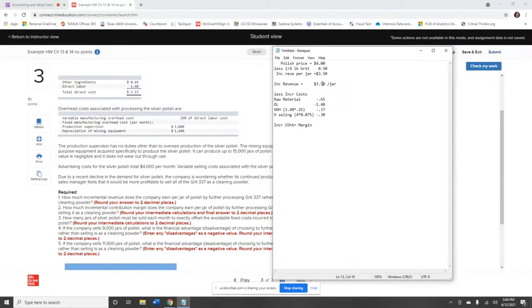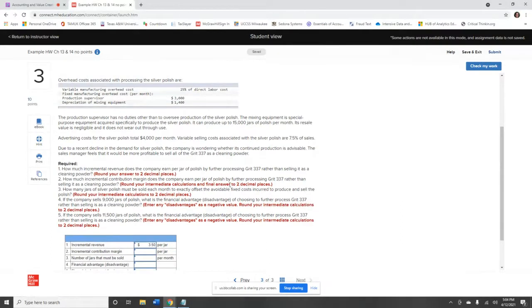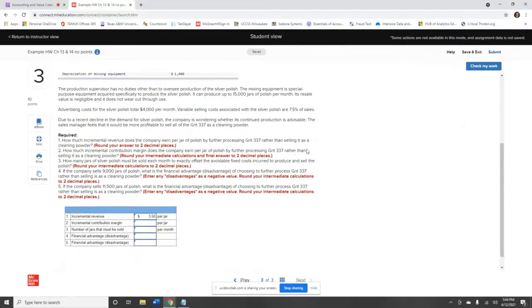Okay, so I take 4.00 minus 65 minus $1.48 minus 37 minus 30, and I come up with 70 cents per jar. All right, so there's my incremental contribution margin, 70 cents per jar. How much incremental contribution margin do they make per jar? Okay, so I get an extra 70 cents.